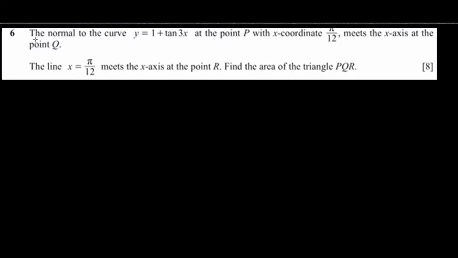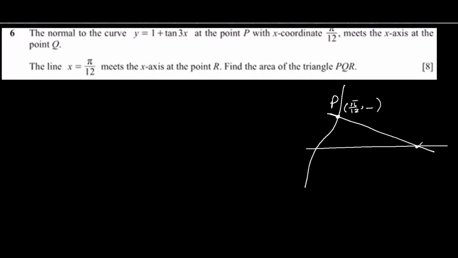Question 6. The normal to the curve y equal to 1 plus tan 3x at point P. Let's see, 1 plus tan 3x. The tan graph has almost this shape. Suppose this is the point. And they're saying normal to the curve at P. This is P, that means this will be the normal, something like this. Its x coordinate is pi by 12 here. The y coordinate will be something else. It meets the x-axis at Q. So let's say this is the x-axis and this is Q.